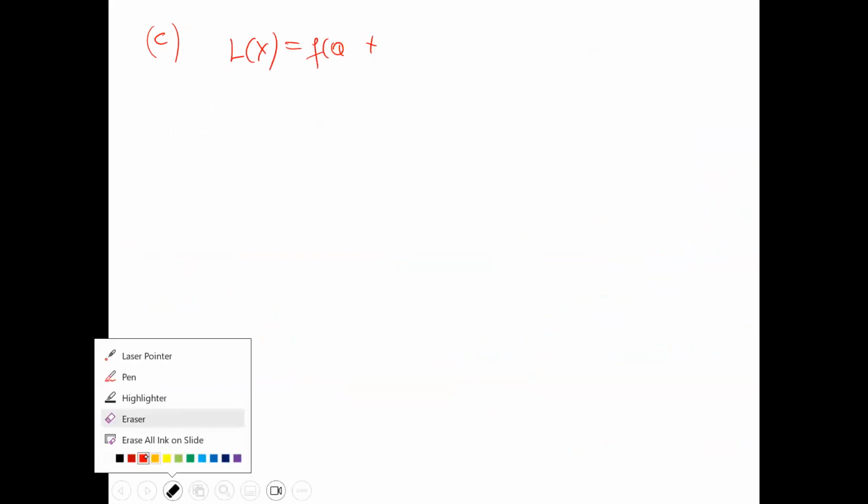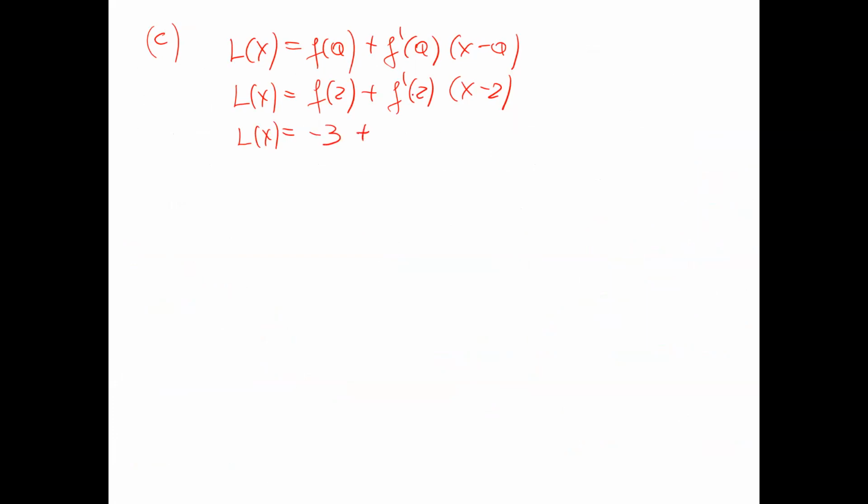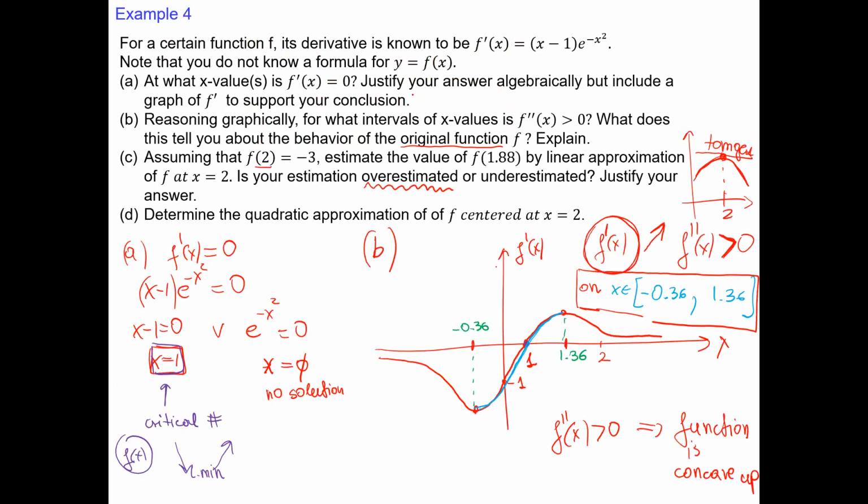Okay, let's use the linearization, part C. We have x, and let's say f of a. Now I can use the most generic formula: f of a plus f prime at a times x minus a. That means the linearization is f of 2 plus f prime at 2 times x minus 2. The value was -3. The derivative, what was the derivative? We can actually compute it.